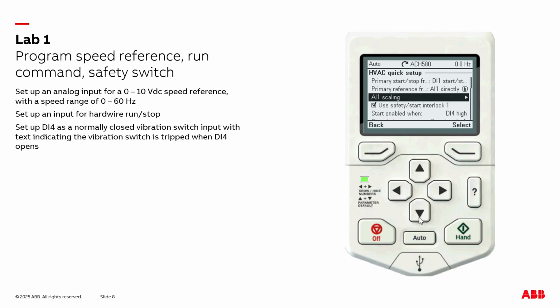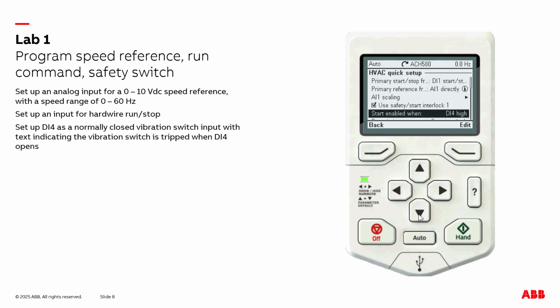Now, if we go back out here, we go down to use safety interlock 1. By default, that's enabled. And that is digital input 4. DI4 high means that this input has to be high or closed in order to allow the drive to run. And that is, again, a default setting. So our safety circuit is connected to DI4.